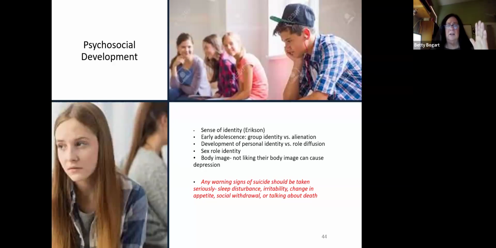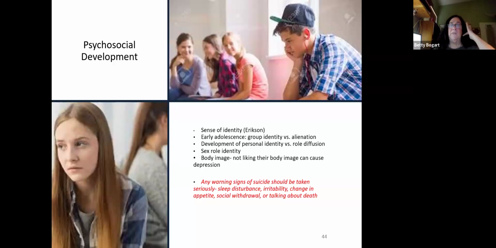Okay, so this is what I look like. I've got to figure that out, and now I've got to figure out what I want to be when I grow up. Know that children, adolescents, older school age, young adolescents, because of all of these changes and their identity they don't like, they can become severely depressed.